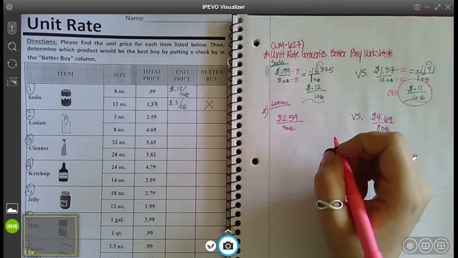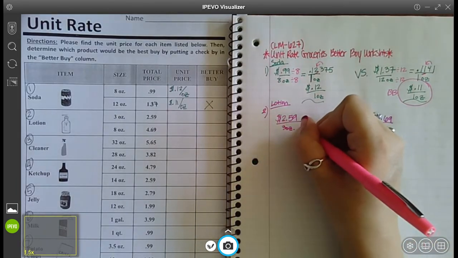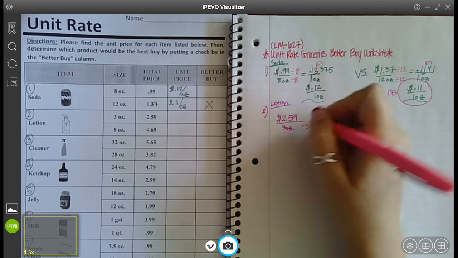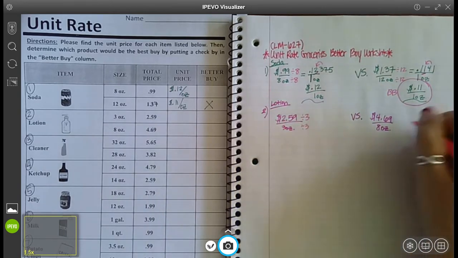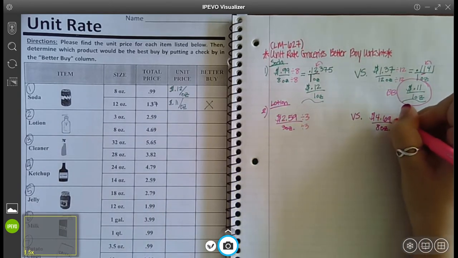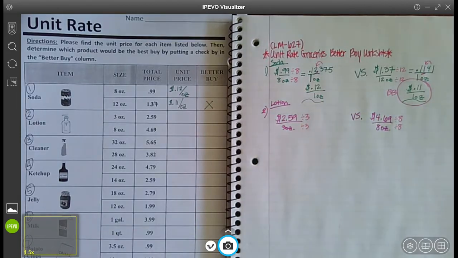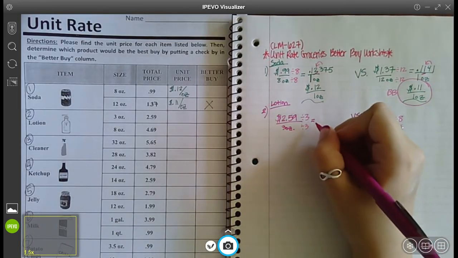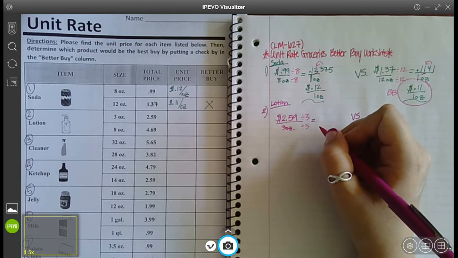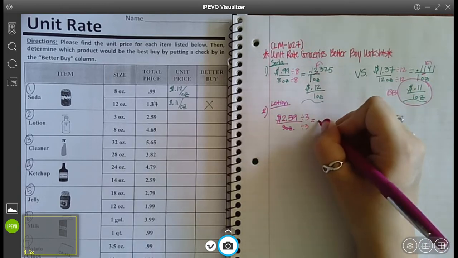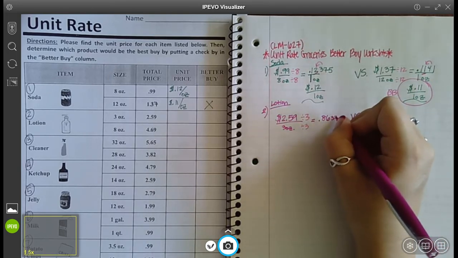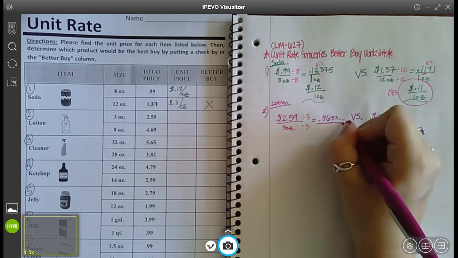Well, find the unit rate. How much is it per ounce? So divide by whatever's in that denominator. Here, the denominator is a 3. Here, the denominator is an 8. So when I type that into my calculator, 2.59 divided by 3, I get 0.86333. Okay, it keeps going.